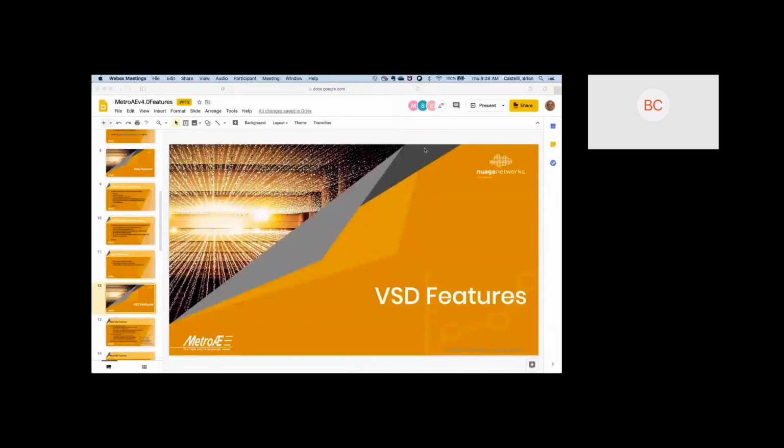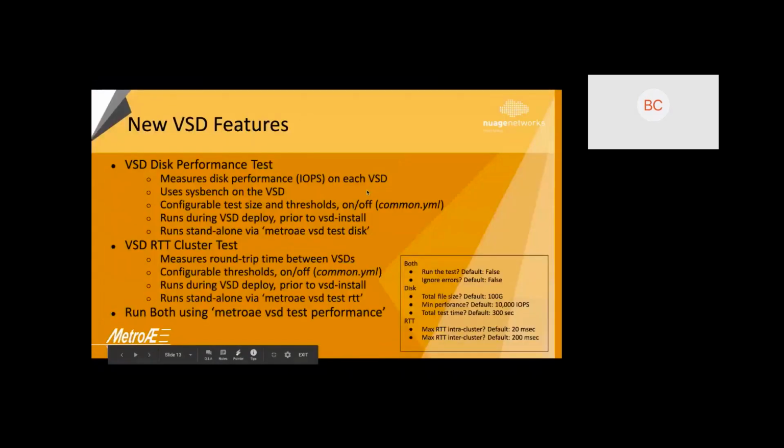So I'm going to talk about the VSD features that have been added. These are some features that are specific to the VSD itself. One of them is we put in a couple of performance tests for clusters. What we've been told is that in the field, sometimes customer environments will be set up such that the disk and network performance for the VSDs is not adequate for proper operation. So we've implemented some tests here that you can optionally run. By default, they're turned off, but you can turn them on.